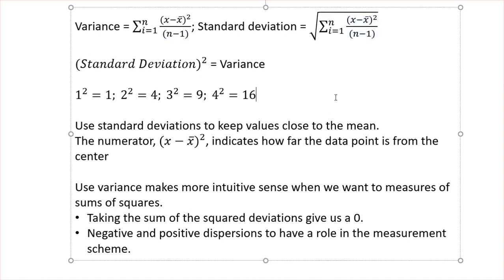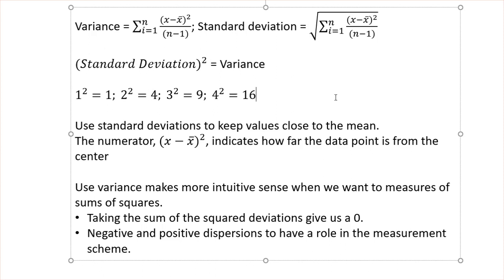So, as you can see, for each value in the data set for a given variable, if you square the number 1, you get a 1. If you square the number 2, you get a 4. If you square the number 3, you get a 9. And if you square the number 4, you get 16. So, even though, as you can see from these two formulas, standard deviation and variance are essentially the same thing, they are used for different purposes.